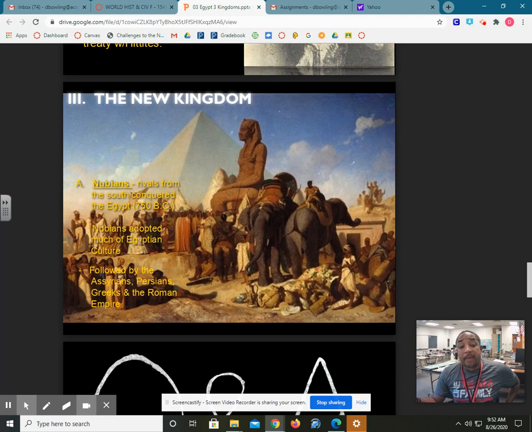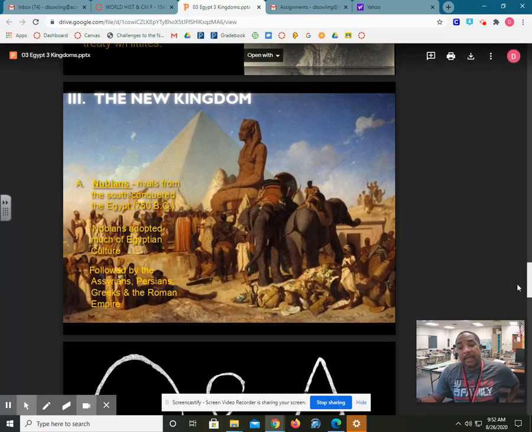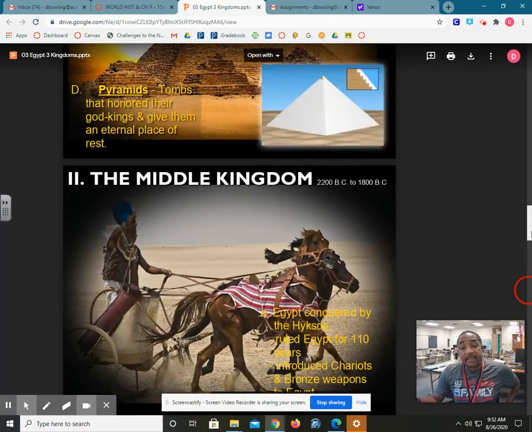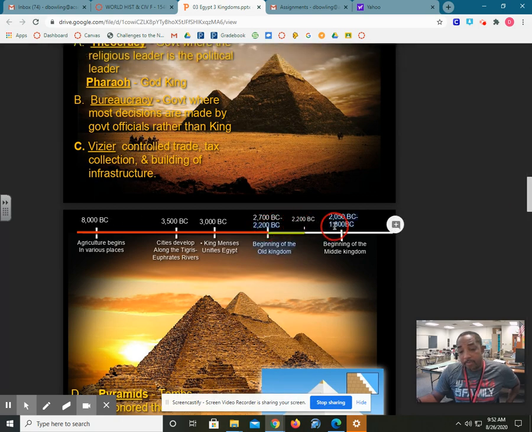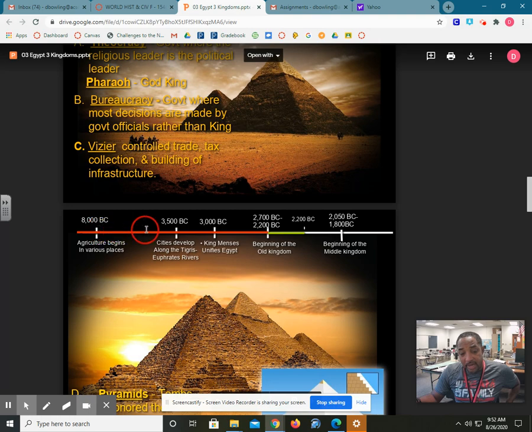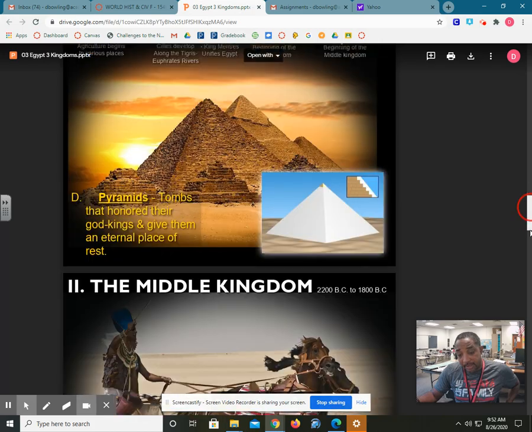The Nubians adopted much of Egyptian culture, and they were rivals from the south and conquered Egypt in 750 BC. If you notice with these BCs, or before Christ, it starts larger and then goes down to after Christ. So you start at 8,000, and then each year it goes down. So that's why you see it right now at 1800 BC.